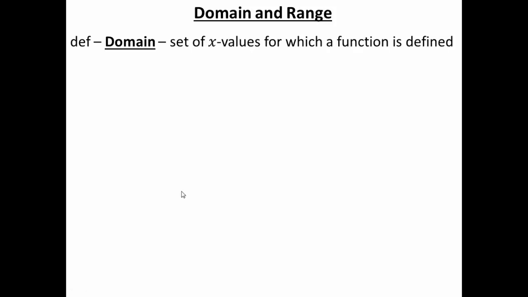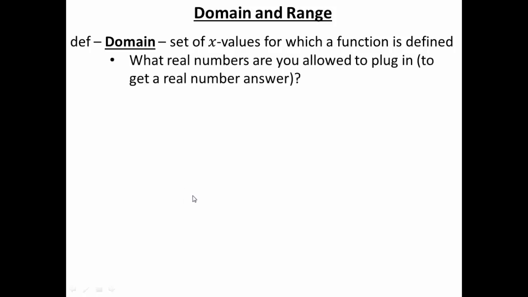All right, let's talk about domain and range. Now, we've already addressed it briefly when we defined function. Domain is the input, range is the output. Well, let's go ahead and define it a little bit more. Domain is the set of x values for which the function is defined. So when I'm asking what is the domain of a function, I'm asking what x values am I allowed to plug into the function. So what real numbers are you allowed to plug in and get a real number answer.